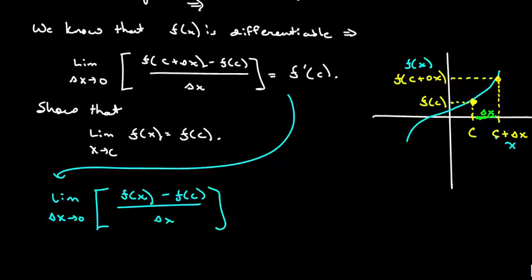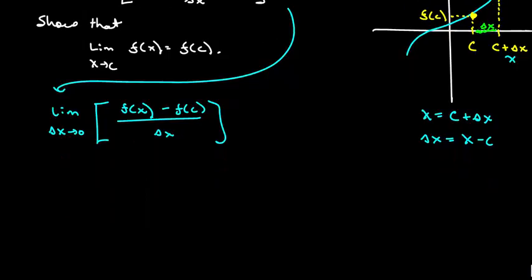But here's the thing, if x is equal to c plus delta x, then that implies that delta x is equal to x minus c. Basically, I just moved the c over, right? So I get this. So this means that the limit as, now watch what happens.